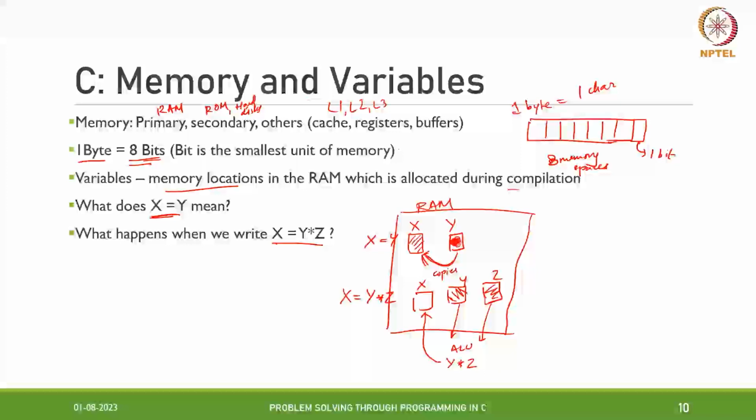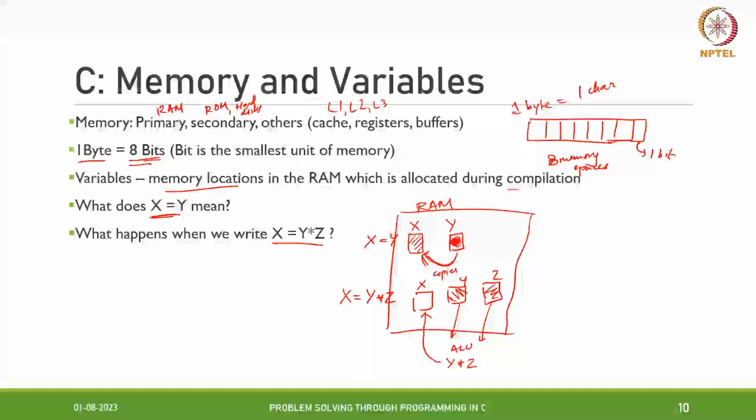When you said that the y value will go to the ALU and the z value also goes to the ALU, who controls this flow? Yes, that actually goes through the CU. That is what the control unit does. So the control unit is in charge of all these flows that occur from the ALU.